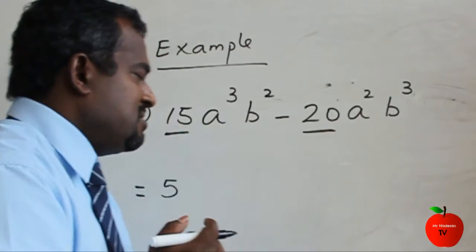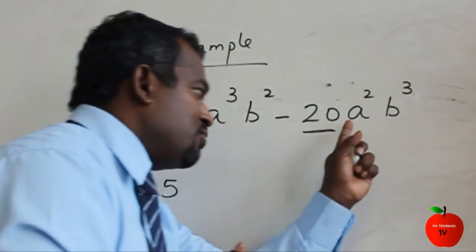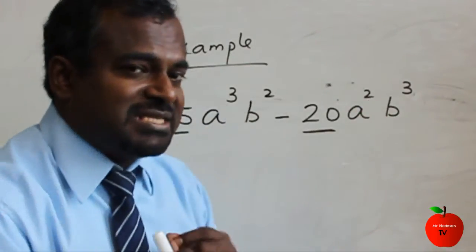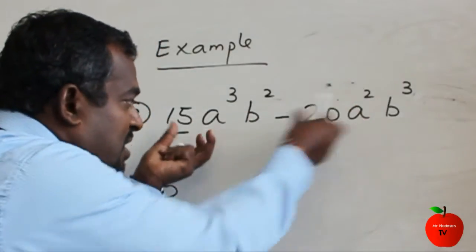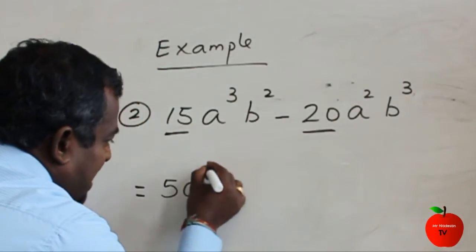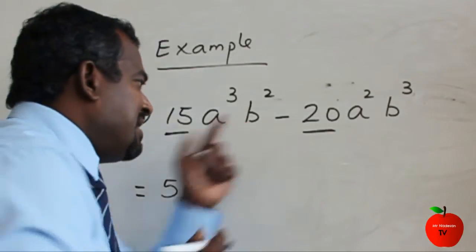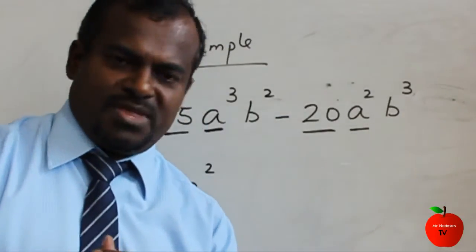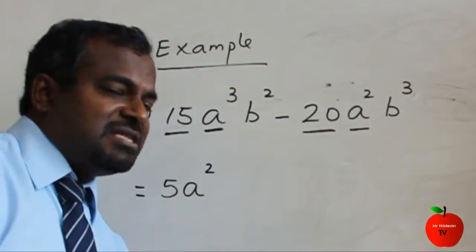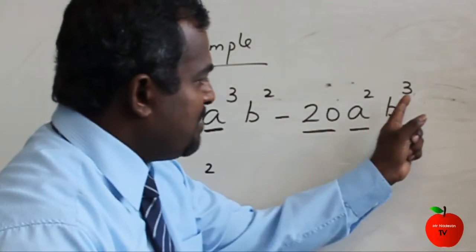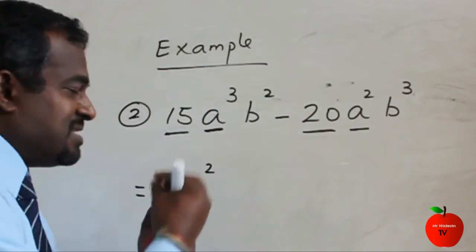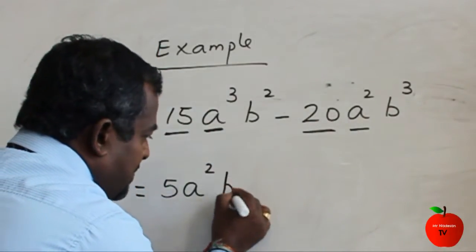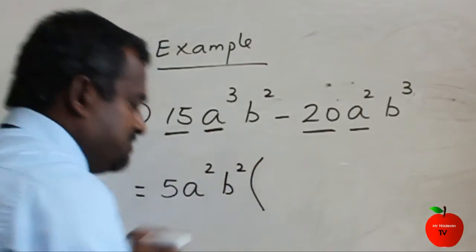Then you got the letters, a and b. Here we got 3 a's, here we got 2 a's. So how many a's can you take common from these two? You can take 2 a's, that means a squared. Now the next letter is b. Here, how many b's do we got? 2. Here, how many? 3. So you can take the common. How many b's you can take common comes to 2 b's. That makes b squared. Then you do the bracket.